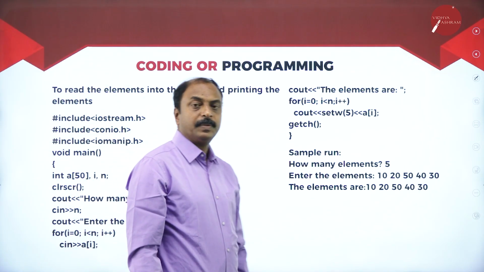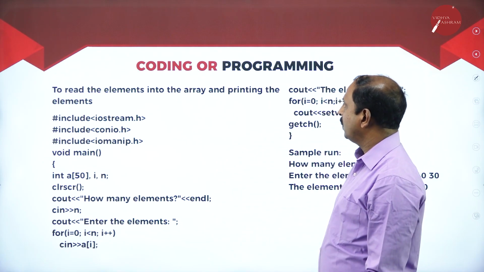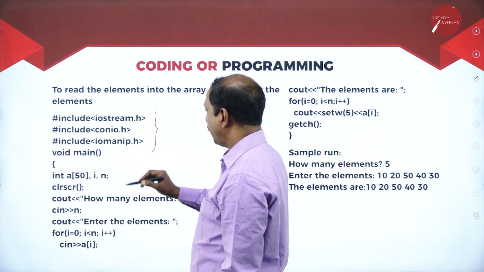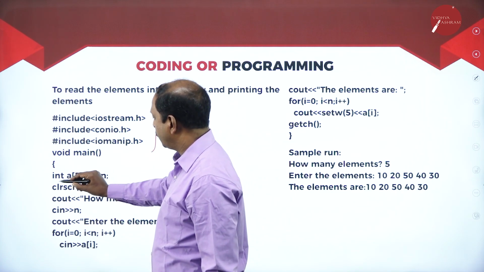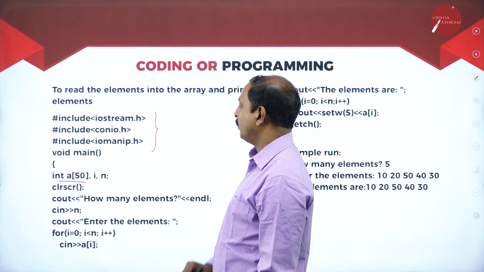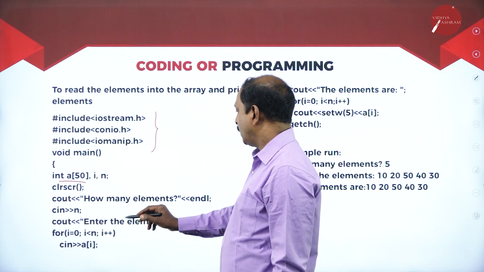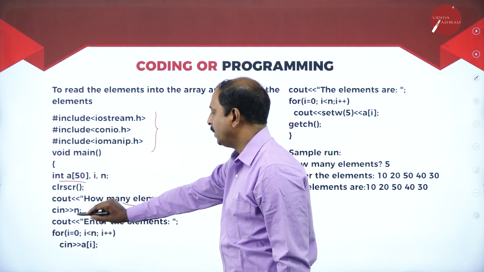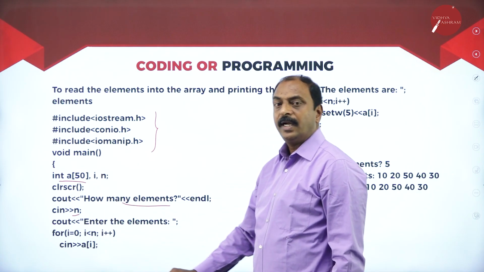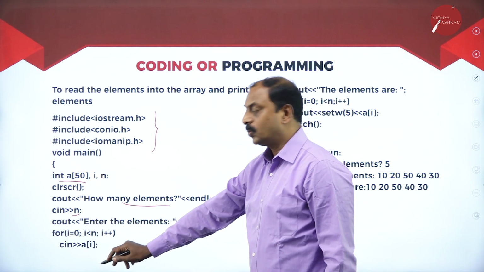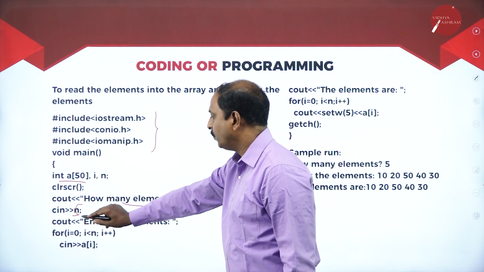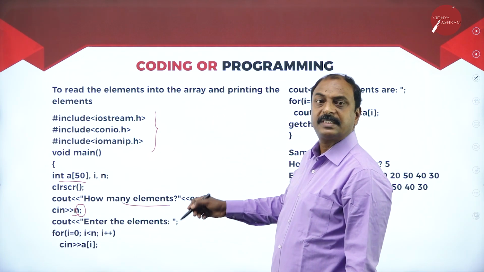Now let us see a simple program to show the working of a one-dimensional array. Here the program starts with the header files. This is the declaration of an array. i is the loop control variable and n is the number of elements. Clear screen. How many elements? So cin n. We have to give the value of n. We have to read the elements and enter the elements. The loop goes from starting at 0, less than n, because we have given n as the number of elements, nothing but the size of an array.